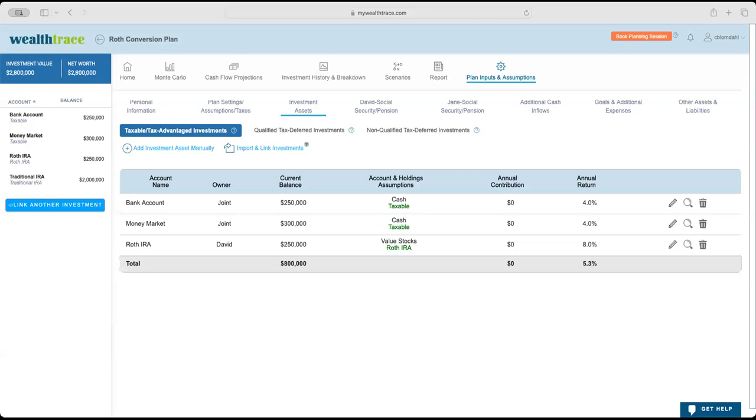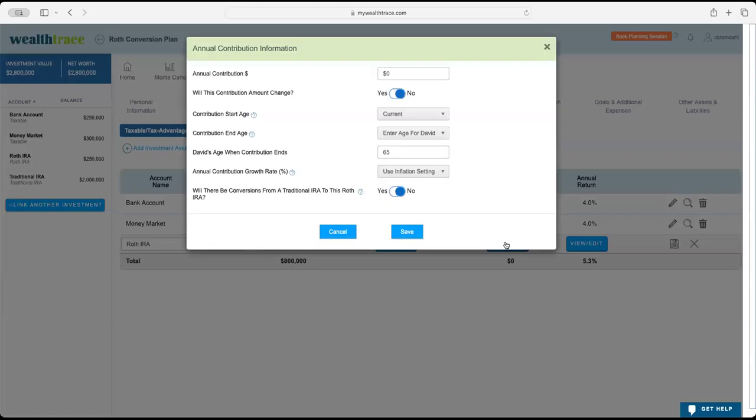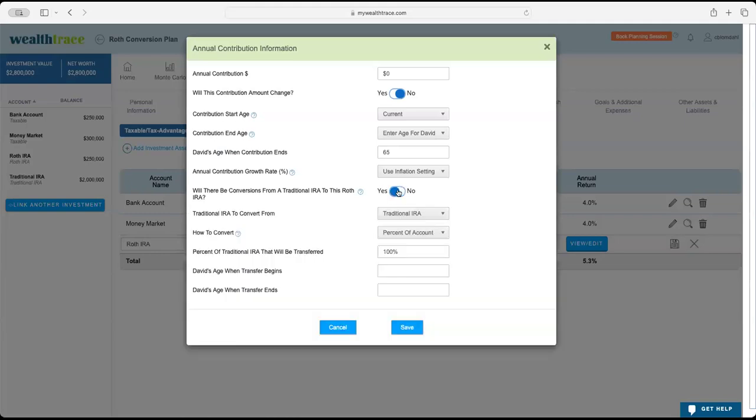So let's run through how to implement the Roth IRA conversion in the plan, and then we can go through a couple more questions. If we head back to the investment assets section, you can manually create a Roth IRA account by simply clicking on Add Investment Asset manually. If you don't already have a Roth IRA in your plan, we have one here for David. So we're going to click on the pencil icon to edit the account, and then click on Annual Contribution. Towards the bottom here, you can indicate whether or not there will be any conversions from a traditional IRA to this Roth IRA, and we will select yes.